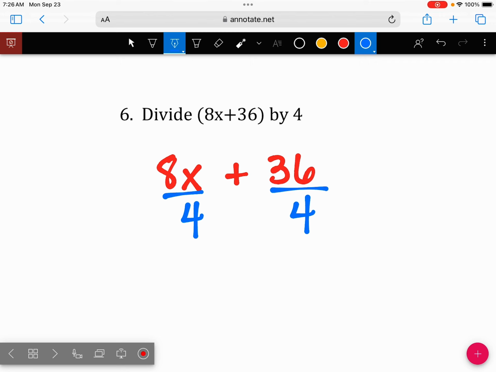So what's 8x divided by 4? 4. No, not 4, 2x. You're thinking of subtraction, which is easy to do. It's a Monday. 36 divided by 4? 9. That would be your answer. Pretty easy, right? So far?